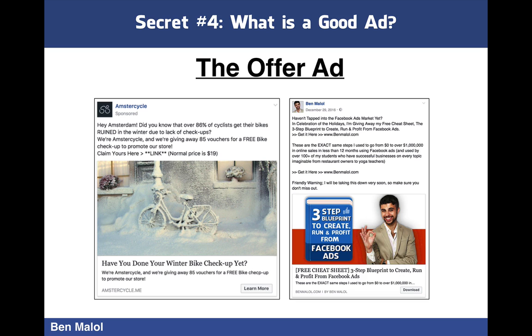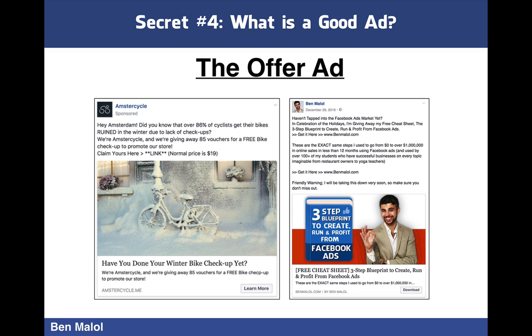Now, basically, there are two types of main ads. There's an offer ad and there's an e-commerce ad. So this is an offer ad, which is mostly what ad you're going to run. An offer ad is basically you just offer something in the ad, like what we talked about in the beginning, right? Customer plus offer equals ad. So here the customer is an Amsterdam cyclist, and the offer is a voucher for a free bike checkup to promote a store.